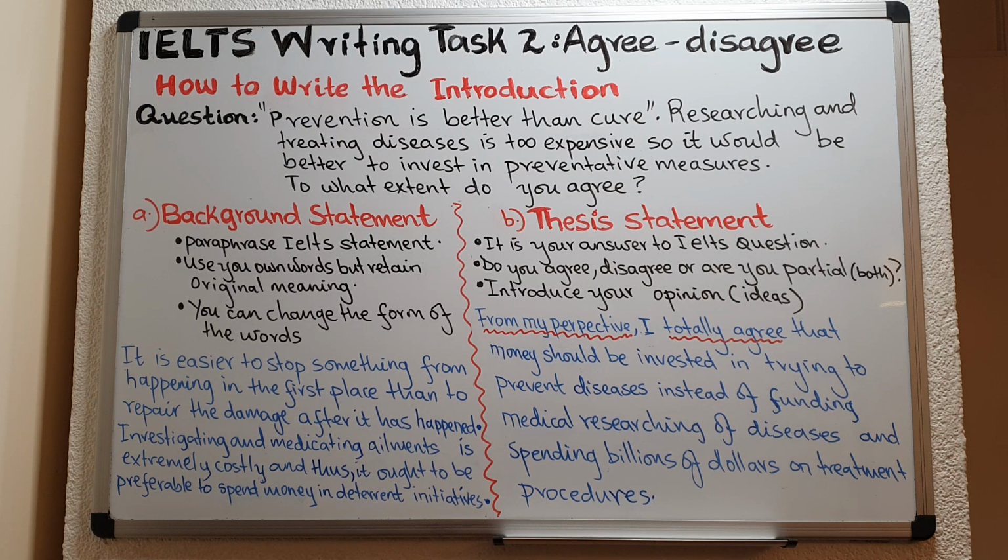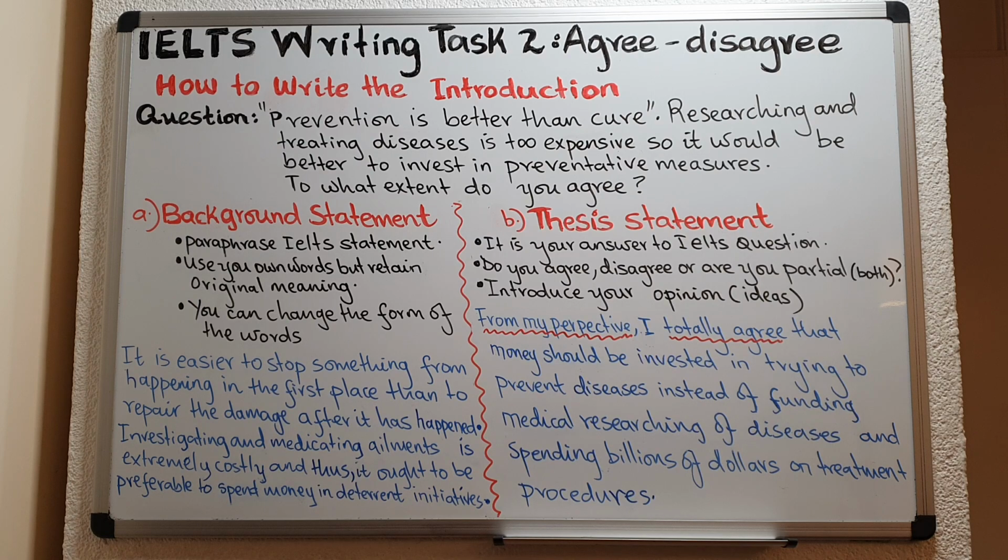Now, to what extent do you agree? In that question, you can either agree with a statement, or you can fully disagree with a statement, or you can agree and disagree. That question means that you can decide to fully agree with a statement, or fully disagree with a statement, or agree and disagree with a statement.